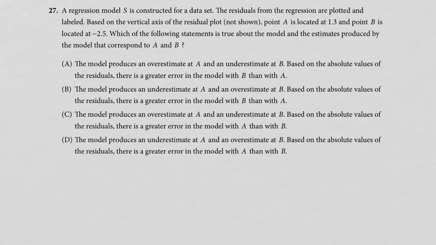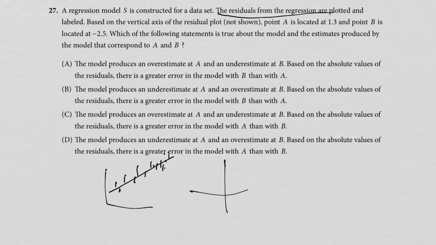27. A regression model. The residuals from the regression is plotted and labeled. So basically, you have some kind of dots, and then you have a line, and then the residuals are kind of like how far away is each point from the line. That's what all this means. And then you could plot those sometimes, like if this is 1 unit above, 1 unit below, those become sort of straightened out.